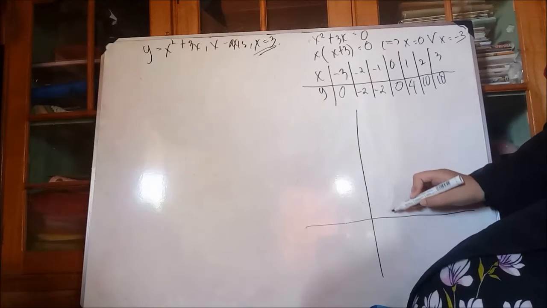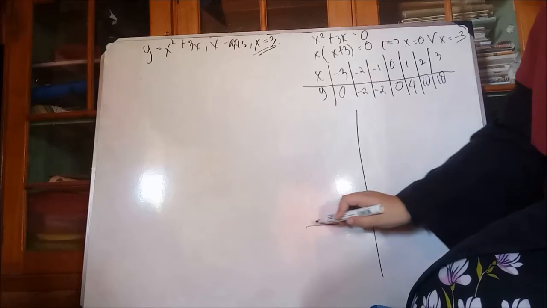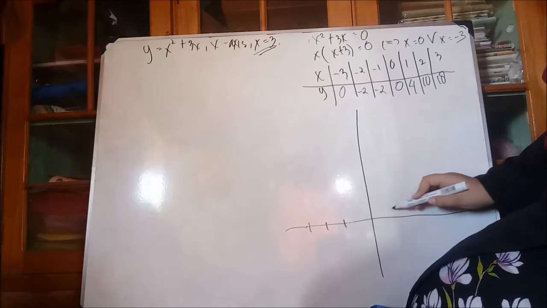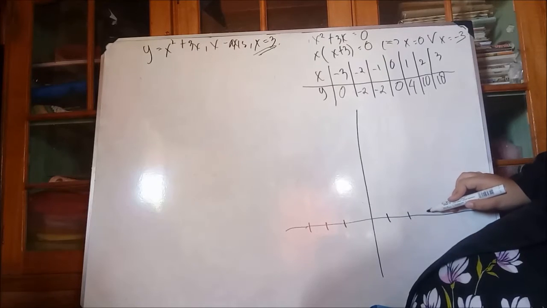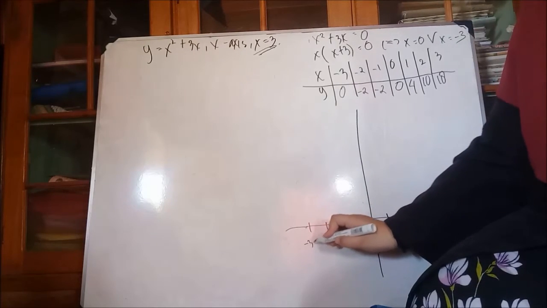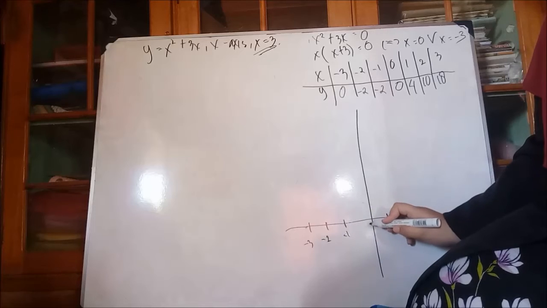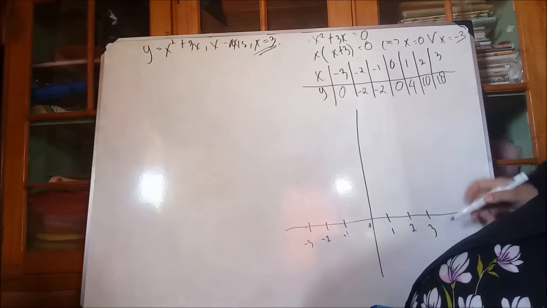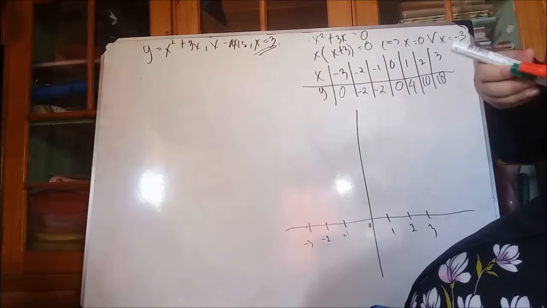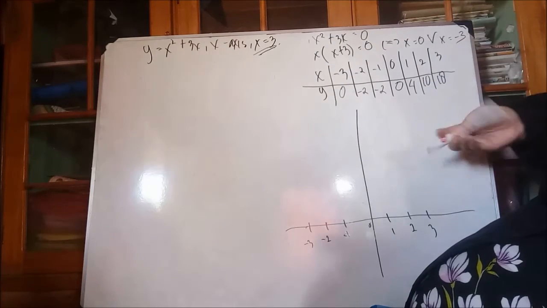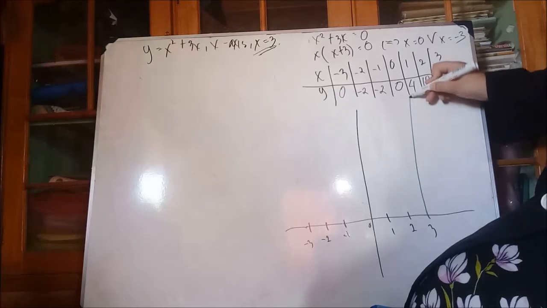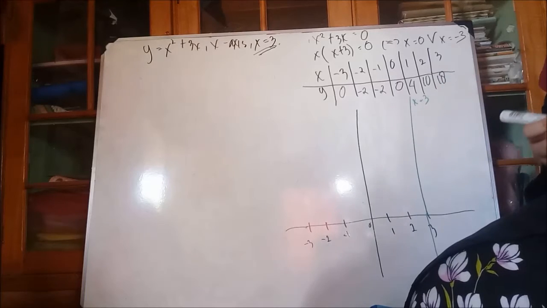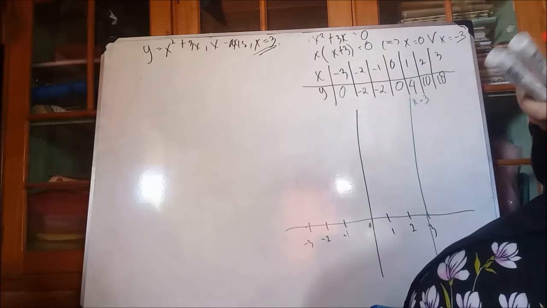We have negative 3, negative 2, negative 1, 0, 1, 2, and 3. Don't forget we have the line x equals 3. So we can make this, x equal to 3. And then for the next step, we make the graph.